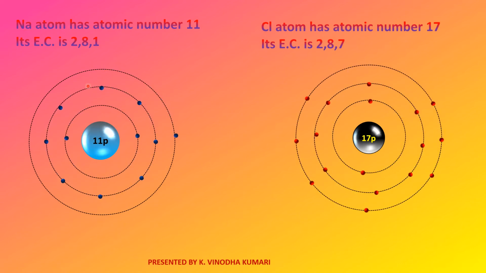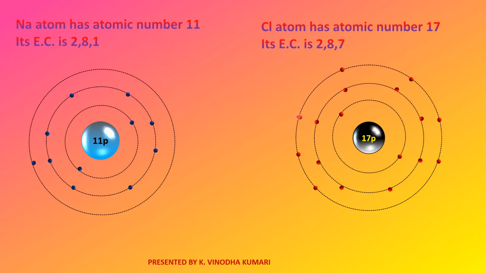So this sodium will lose its electron which is present in the last shell, and this chlorine, which is short of 1 electron, will gain 1 electron. Sodium gets the octet configuration of neon, and chlorine gets the octet configuration of argon.